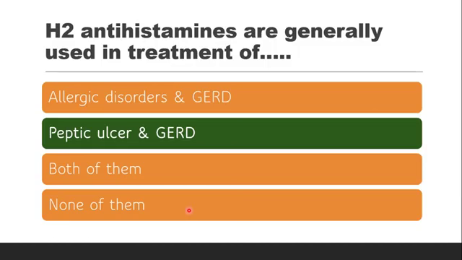So sometimes the acid from the gastric region or the stomach region will come back, or it will revert back to the esophagus. So the name is gastroesophageal reflux disease. So this is the condition. This condition can also be treated by H2 antihistamines.